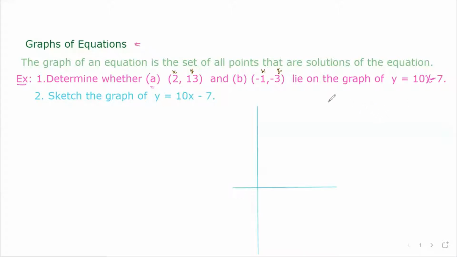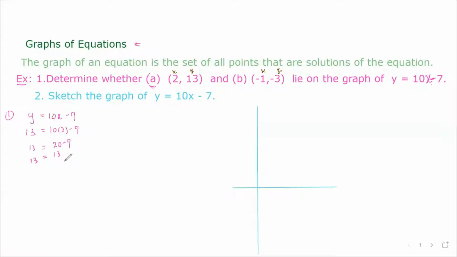So we work on question one, doing the first one first. Substitute x equal to 2 and y equal to 13. I write down this side: y equal to 10x minus 7. Here x is 2, so we have 10 times 2 minus 7, and y equal to 13. This one's not too hard, right? It's only substitution. So this becomes 20 minus 7, which equals 13.